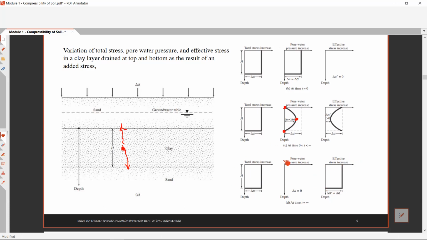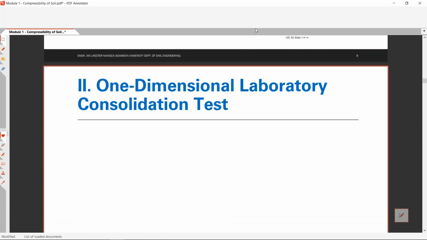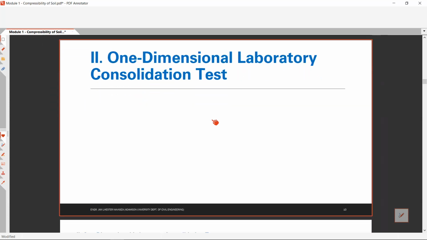So, ang mangyayari, darating yung time na mag-equilibrium na yung total stress and the effective stress naman. So, at time t equals 0, silang dalawa yung mag-equal. And complete settlement, yung effective stress and total stress naman yung equal. Okay? So next natin is the one-dimensional laboratory consolidation test.